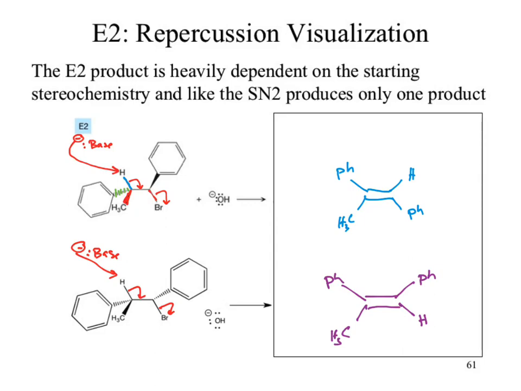Everybody get it drawn? Right. When we look at blue versus purple, what is their relationship? One is cis, one is trans. They're geometric isomers. Okay. If we go back and look at the starting materials, we had the same base.